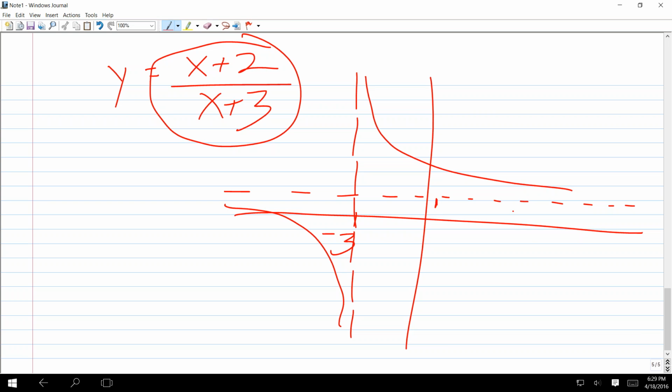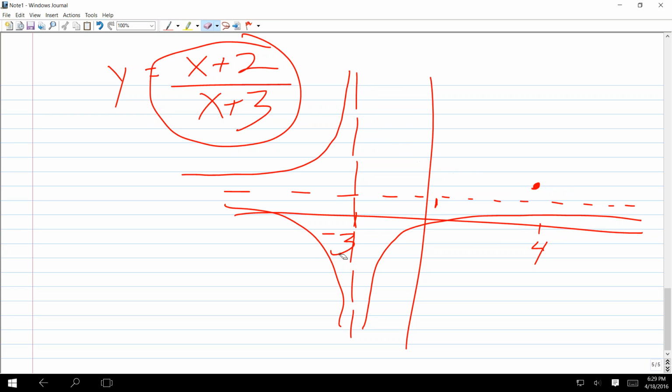Have I drawn it correctly? In other words, 4 is way out here, and you told me that when x is 4, y is 6/7. Is that spot right? No? Well, that line is above 1, so it'd have to be the other way around. Exactly. In other words, it has to be a hyperbolic function that looks like this, and not the way I originally drew it.